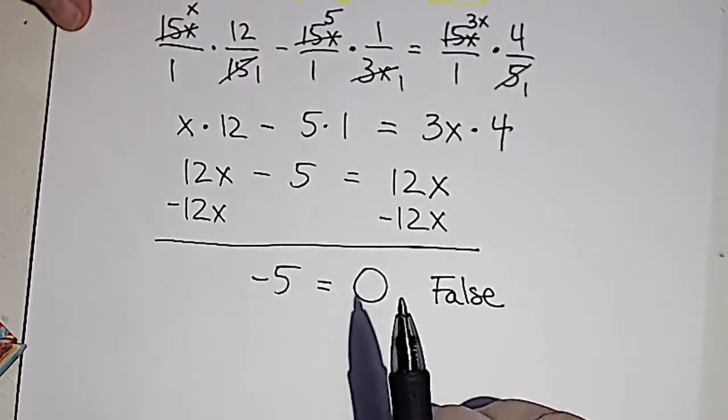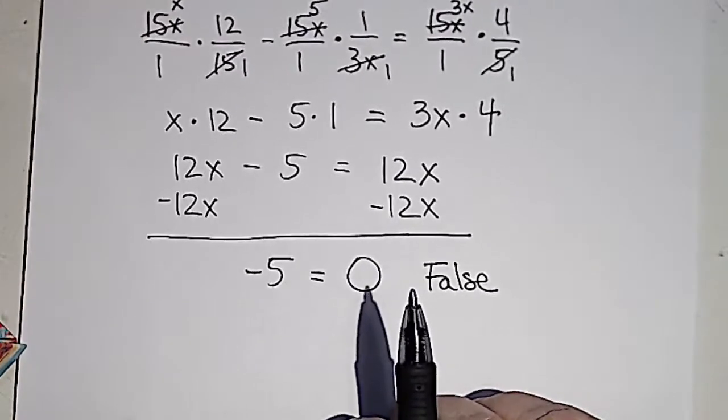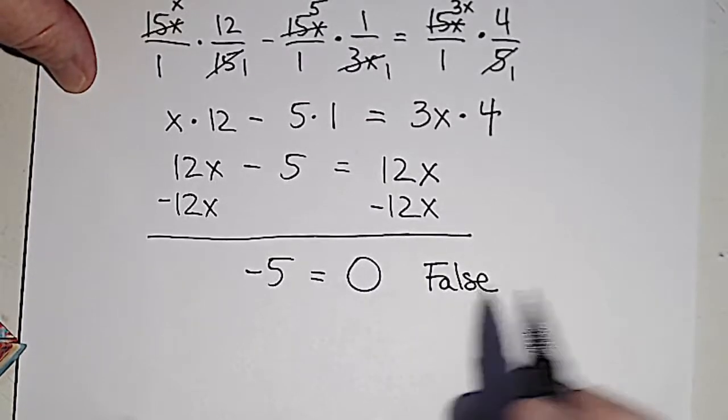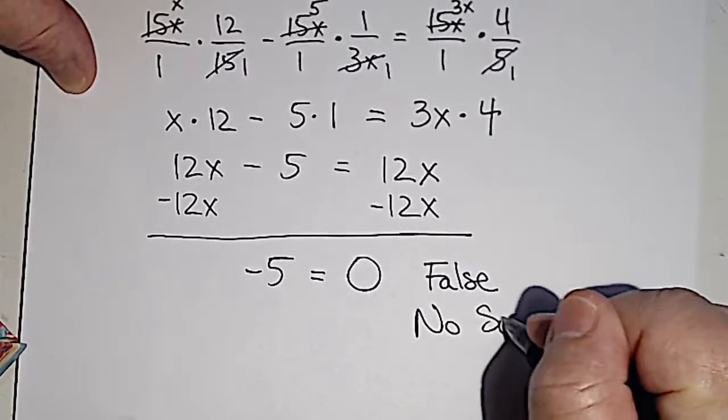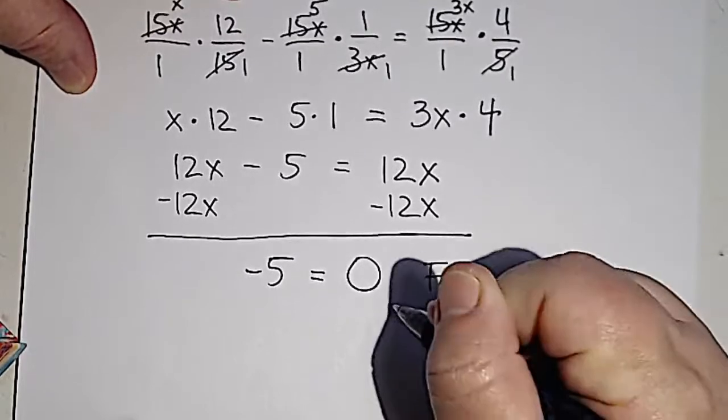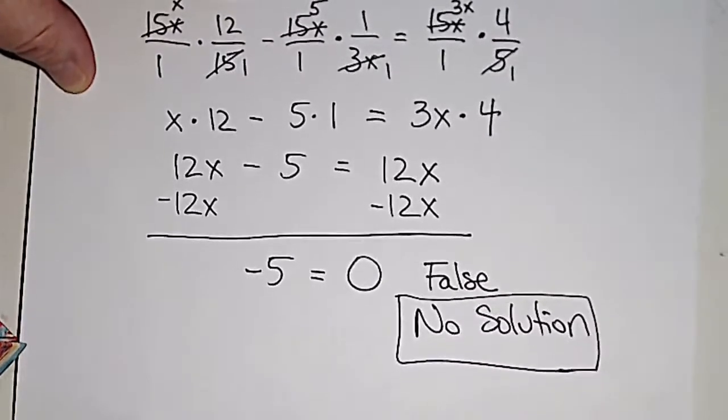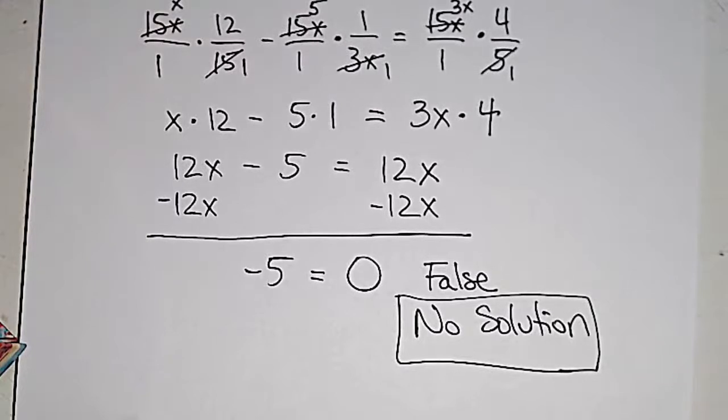This is great. This is the best thing ever, except for math. For math, it's very sad. But for a student, this is great, because if it's false, there's no solution. Why is this so great? Well, if there's no solution, there's no check, and we're done. Bam.